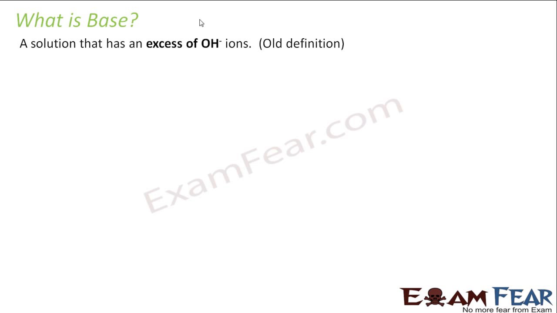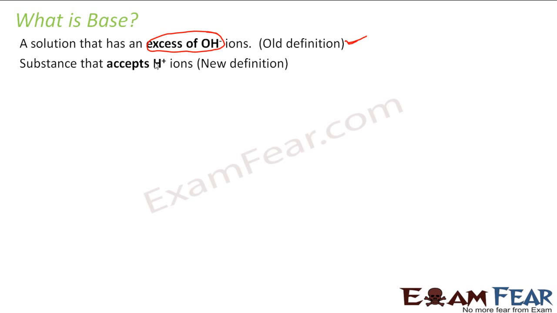Base is something which has excess of OH minus ion, and it's the old definition which is still used by NCERT, CBSE. But this is the old definition. The new definition says that substance that accepts H plus ion is called base. I think our book still follows the old definition, so you can take any of these, because in 99% of cases this definition is true, but there are certain scenarios which are base but they don't have OH minus ion, right?